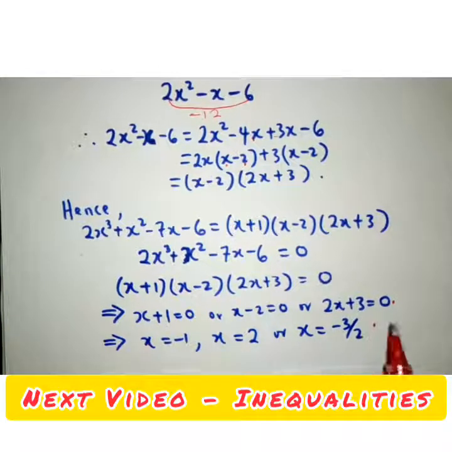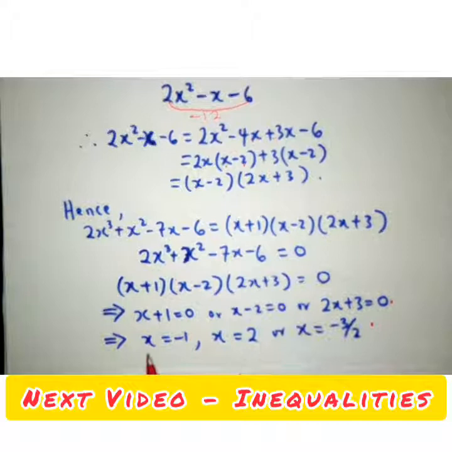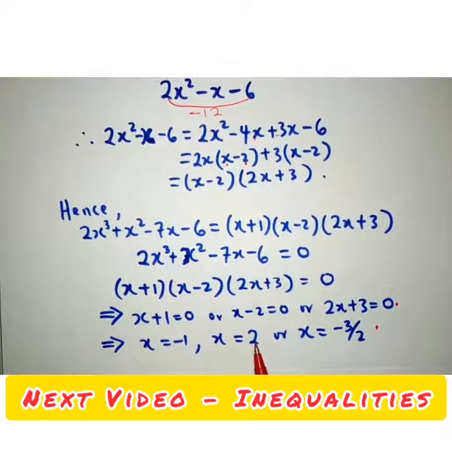So the solution of this polynomial equation is x equals minus 1, x equals 2, and x equals minus 3 over 2.